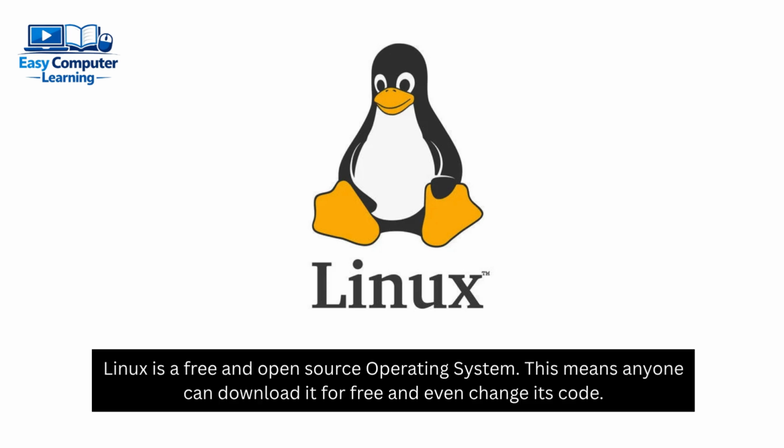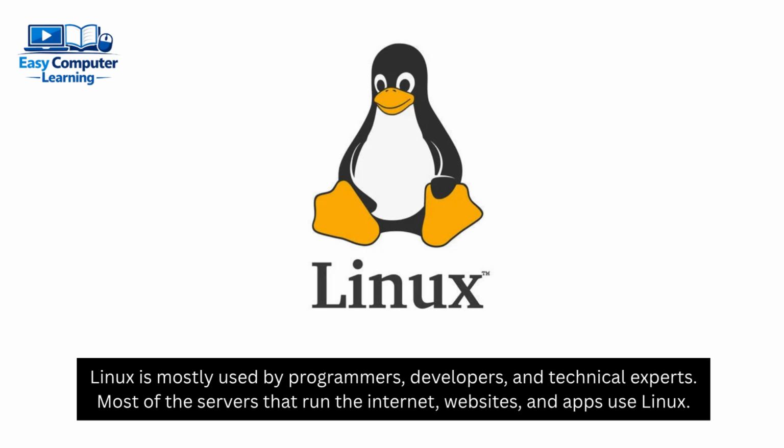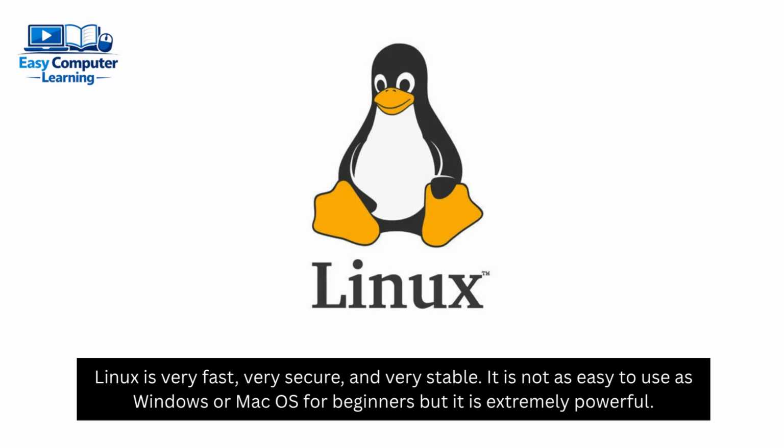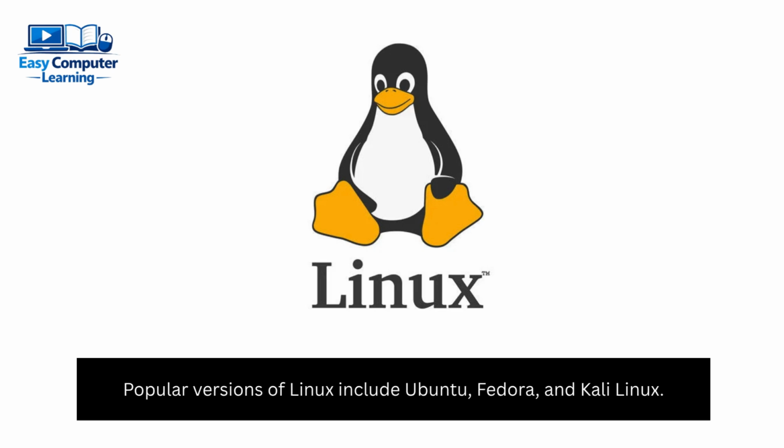Linux. Linux is a free and open source operating system. This means anyone can download it for free and even change its code. Linux is mostly used by programmers, developers, and technical experts. Most of the servers that run the internet, websites, and apps use Linux. Linux is very fast, very secure, and very stable. It is not as easy to use as Windows or Mac OS for beginners, but it is extremely powerful. Popular versions of Linux include Ubuntu, Fedora, and Kali Linux.